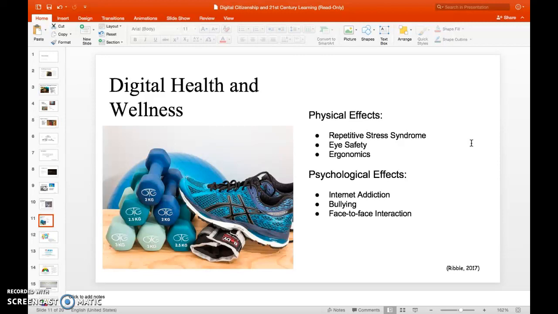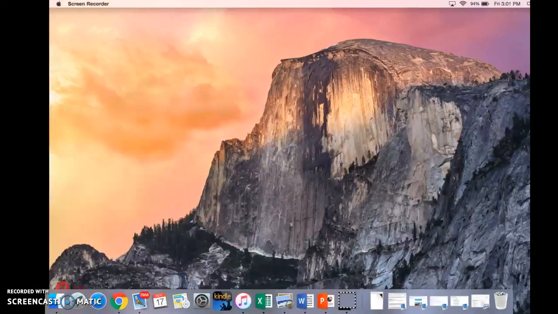and ergonomics. If you're bent over a computer or hunched, you're going to have bad results because of that. There are also psychological effects. People increasingly are becoming addicted to the internet, and then cyberbullying is coming into play as well. And face-to-face interaction is not as effective as it has been in the past because people are more accustomed to using computers to communicate with people, or telephones. It's not the same dynamic as there used to be.